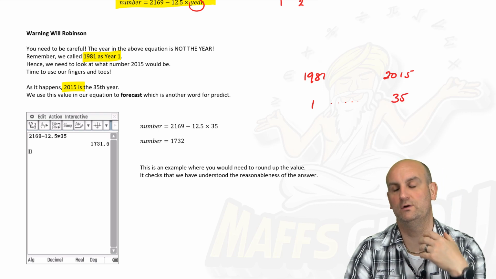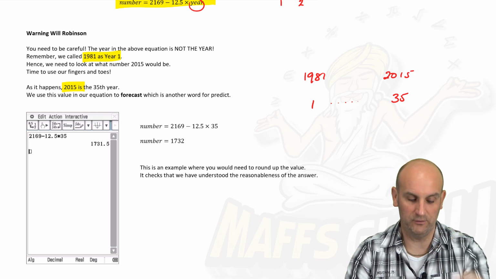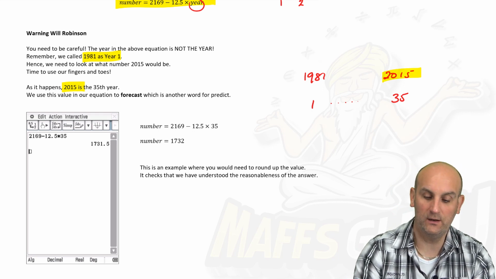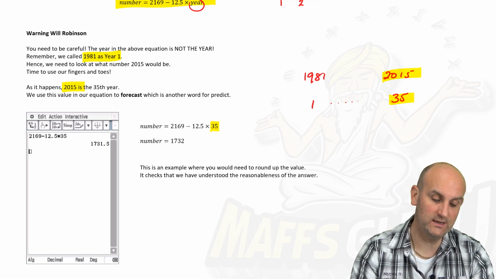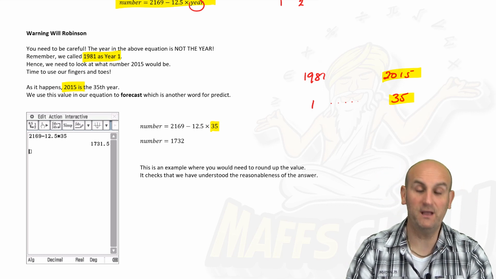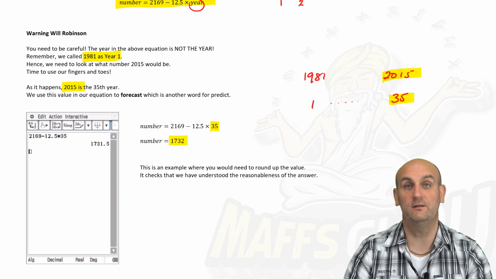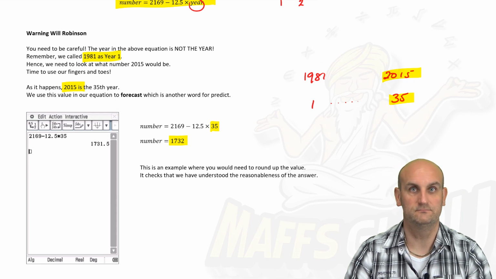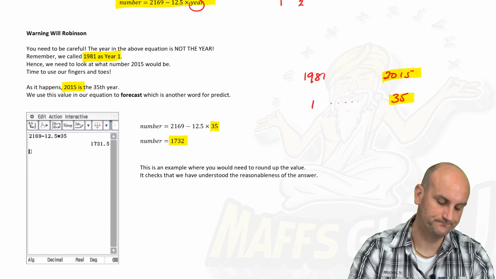Now, there are no real shortcuts to doing this. There are, but they're confusing as all hell. So don't. My advice would be to just count with your fingers and do what you need to do. And now that we have seen past that trick and we know that our year is going to be 35, you just substitute it into your equation. So 2169 minus 12.5 times 35 gives me 1,732. And there we go. I've now predicted the number of schools in 2015. Oh, sorry, I forecasted. Don't get confused with the language.